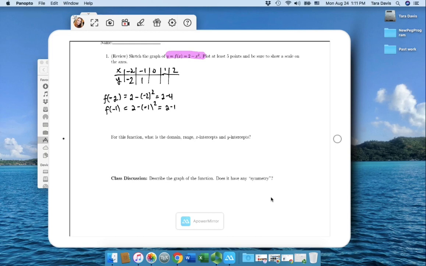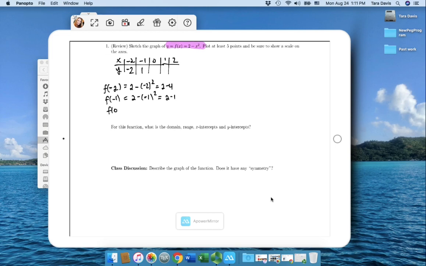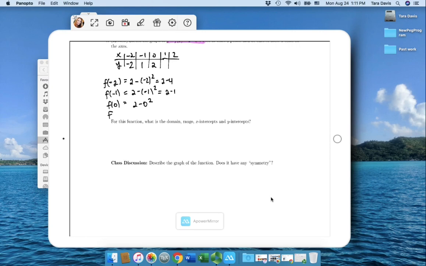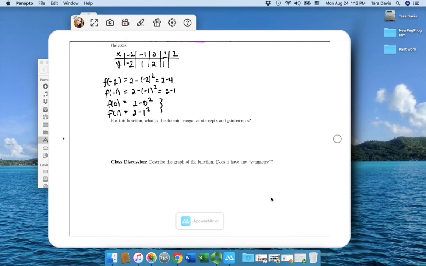F of 0 is 2 minus 0 squared, which is 2 minus 0. So that's 2. When I plug in f of 1, it's 2 minus 1 squared, which is 2 minus 1, which is 1. And then the last one, f of 2, is 2 minus 2 squared, which is 2 minus 4, which is -2 again.